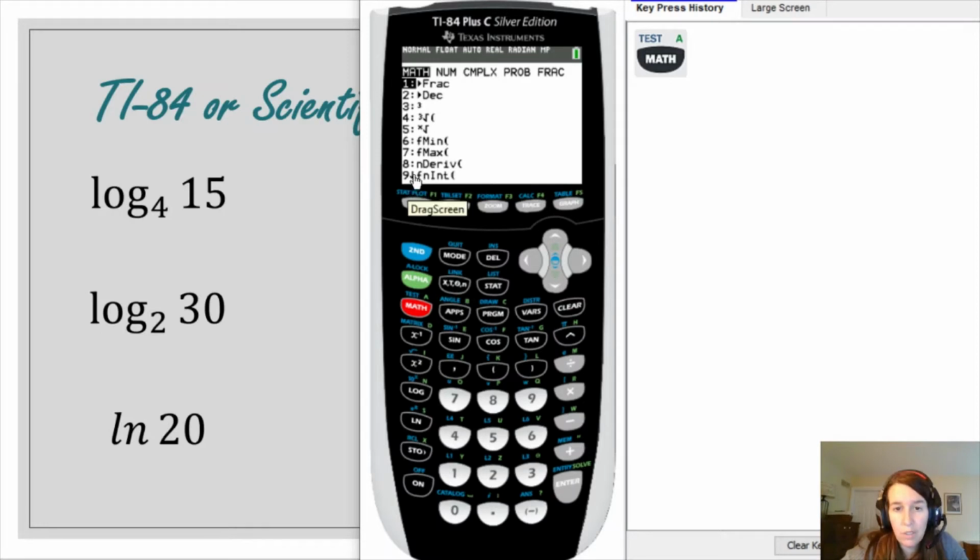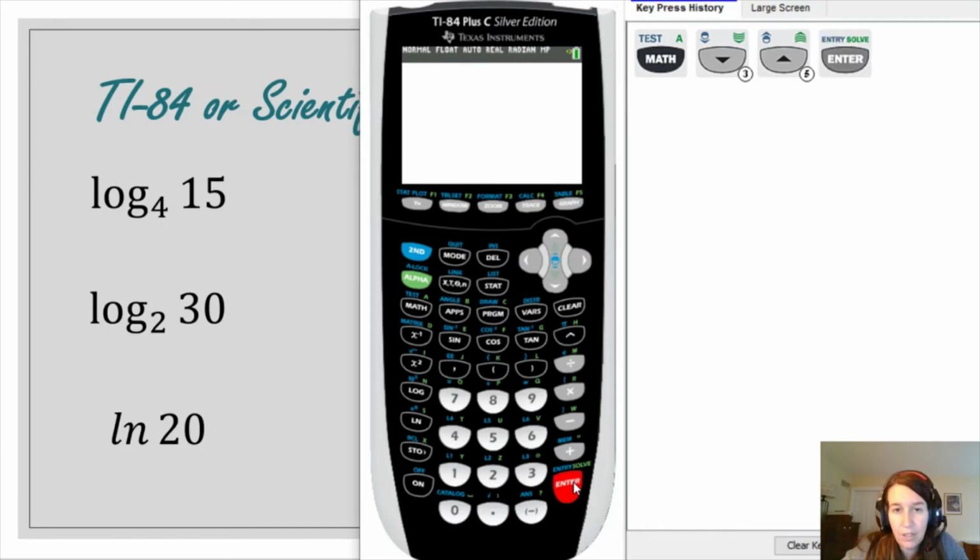So to go to the bottom, you can arrow down a whole bunch of times like this, or you can actually just arrow up. So if you arrow up, notice that there was 9, and then 0, and then it starts with letters, A. So the one we're looking for is A. So we went to math, and then A, and that says log base.